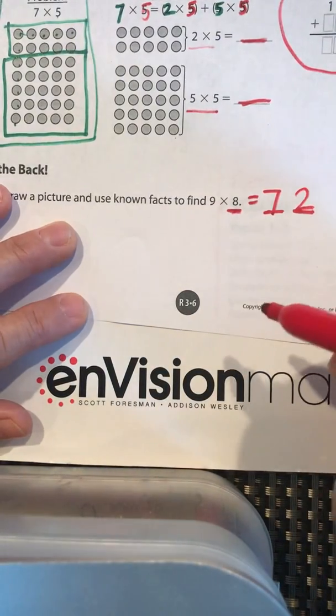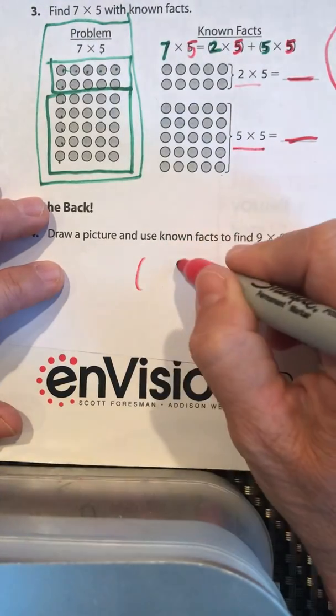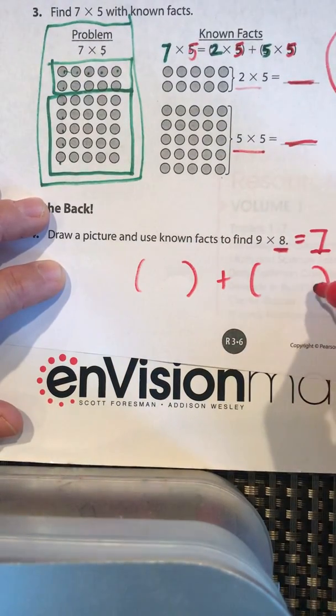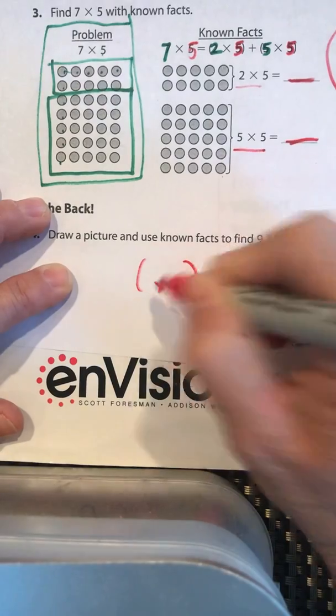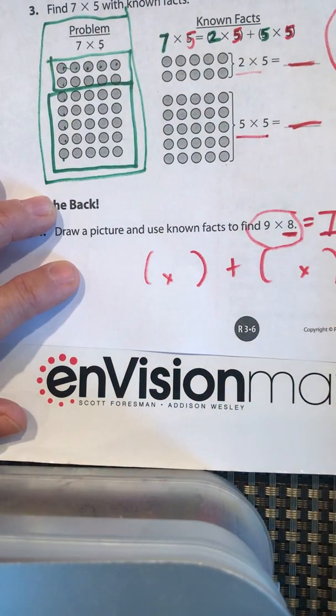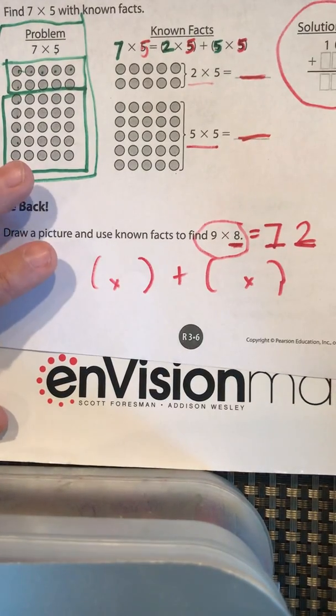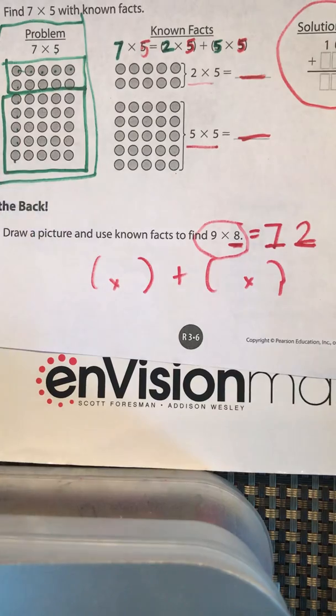But to figure it out, I want you to try to do that by yourself on the back. Use your parentheses. Okay, you're looking at 9 groups of 8. You choose, break up the 9, break up the 8. It's up to you, whatever's easiest for you to work with. You should come up with 72.